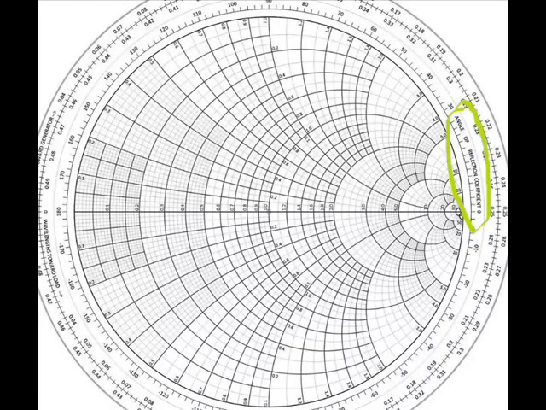Another important thing to note here is something called the angle of reflection coefficient. Just look here, angle of reflection coefficient. We'll see its importance when we solve problems using a Smith chart.